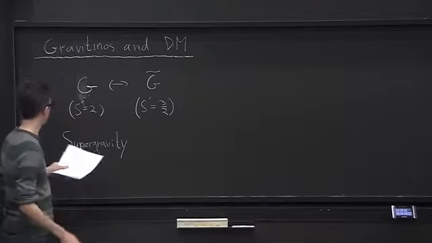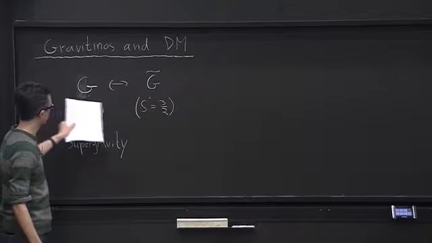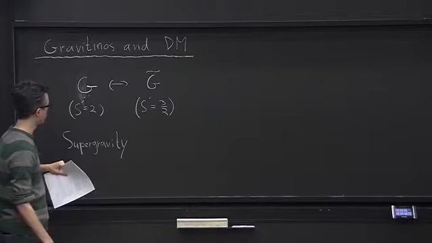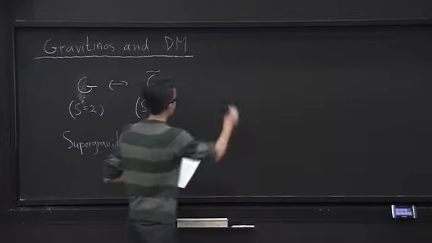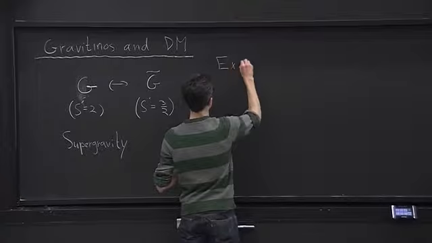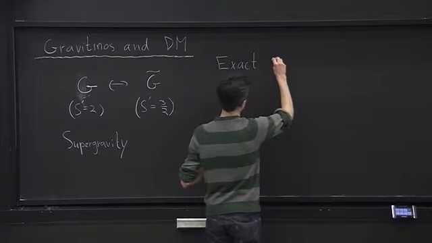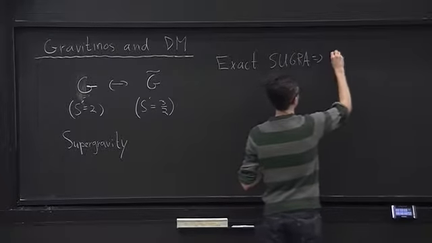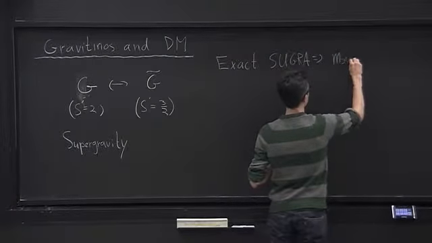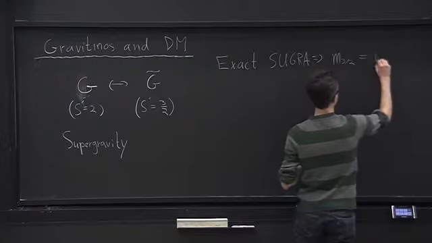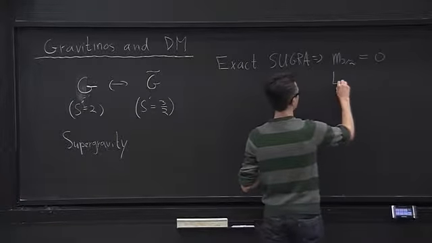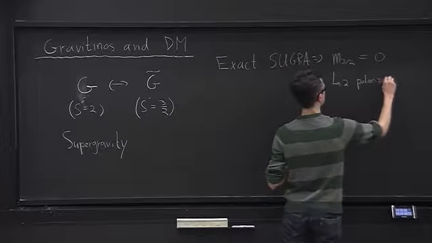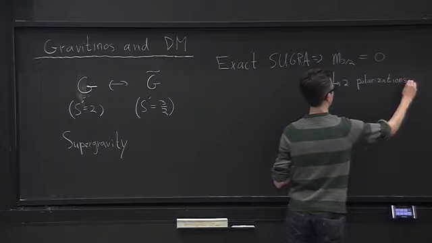In the limit of exact supersymmetry, the graviton is massless, and so is the gravitino. Their masses have to be equal in the limit of exact supersymmetry. And that means that if I have exact supersymmetry, or in this case, exact supergravity, the gravitino mass, which I'll write as m3/2, is equal to 0. And there are only 2 polarizations, even though we say it's spin 3/2.